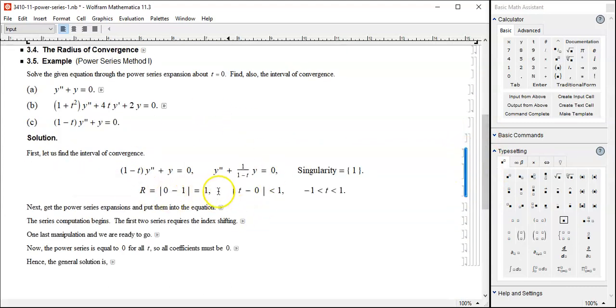As for the interval of convergence, it's actually a separate deal. Make it into the standard form and see if you have any singularity. We have a denominator, so yeah, we have a singularity. The denominator hits 0 when t equals 1. And the distance from the center point 0 to the singularity is 1. So that's the radius of convergence. Consequently, we get this interval of convergence there.